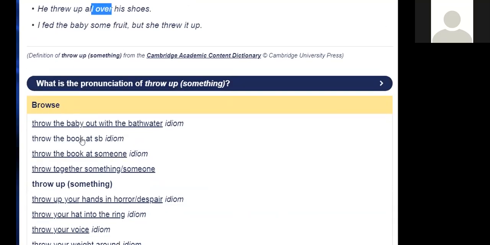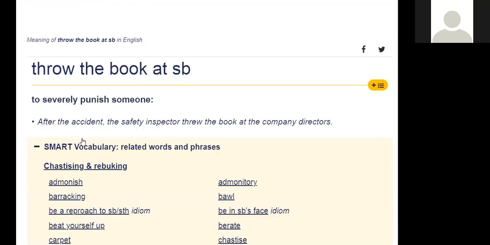Let's pass to another word. For example, this one. Listen, Jackson. Throw the book at someone. Throw the book at somebody, to severely punish someone. You know, when I was a child, my mom all the time threw slippers at me when she got angry. You know, slippers. Can you hear me? I hear you. Man, do you know slippers?